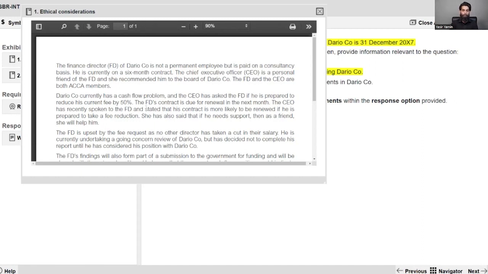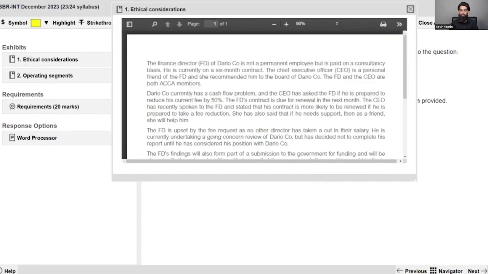All right. Let's continue. So our examiner says the finance director of Dario company is not a permanent employee, but is paid on a consultancy basis. So just imagine for yourself that you are hired to a very renowned company. Let's say you are hired to PwC, and you must be very happy because it's one of the highly regarded audit firms or accounting firms available. You get hired to PwC, but you get hired on a contractual basis. So a contractual basis means that you are here for the service period which has been defined to you by the employer, and thereon you will have to leave.